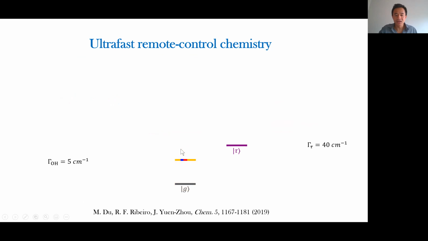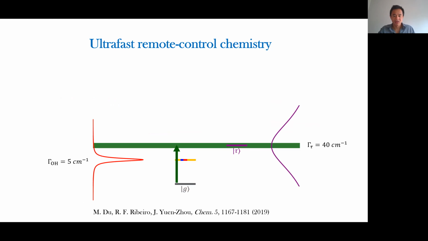So if you photoexcite, say here, because there is no resonance, the polaritons are not resonant at the energy, there is little overlap with the transition that induces the photoisomerization. So then you see no reaction.